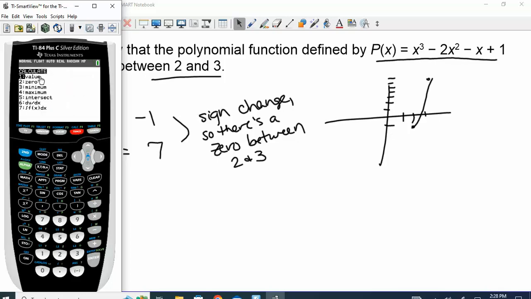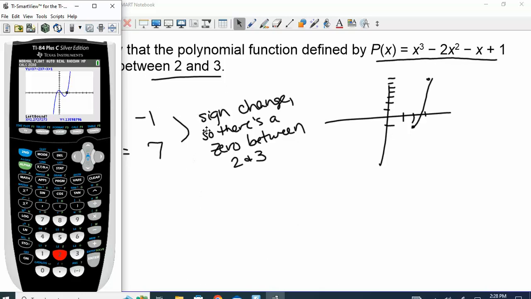We can find that exactly by going to second trace. This takes us into our calculate menu, all the things our calculator can find. What am I looking for? A 0, number 2. Okay, it asks a question. A polynomial goes on forever, so your calculator can't search the whole thing. It'll bog it down and it'll freeze. So we have to tell it, start looking here and stop here.